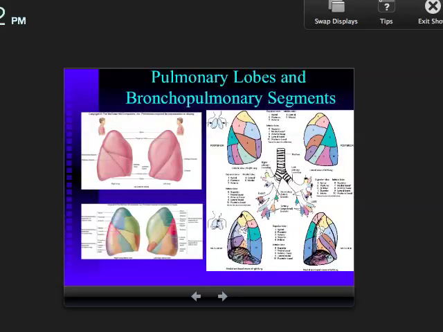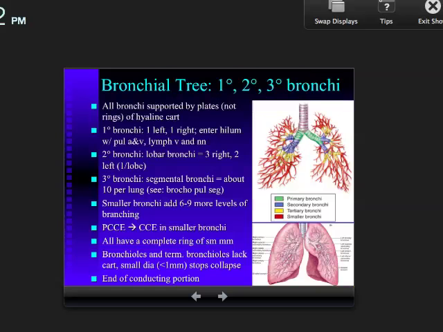Because the airway is literally subdividing at the same time that the lung itself is subdividing, you have that correlation between the airway and the subdivisions of the lung: at the level of the right and left lungs, at the level of the lobes of the lungs, 3 on the right, 2 on the left, and at the level of the bronchopulmonary segments, of which there are more or less 10 on a side.